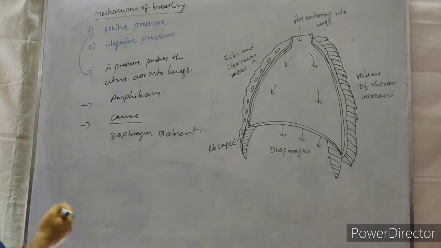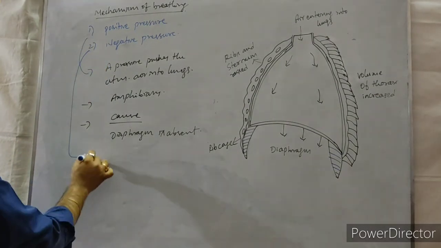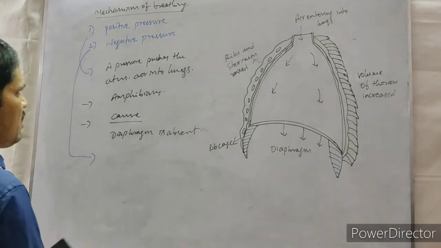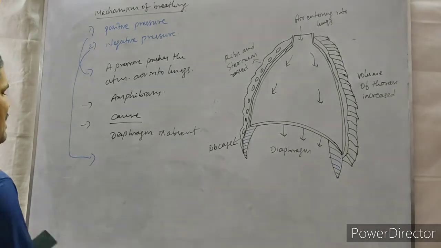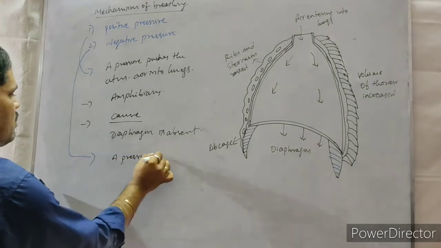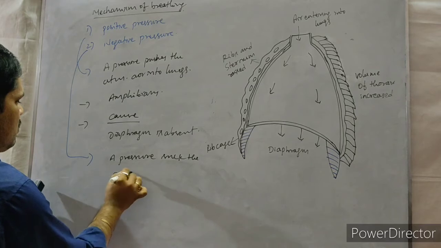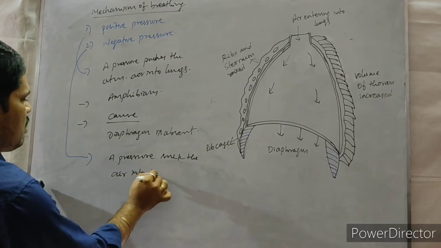The next one is the negative pressure. What is the importance of negative pressure? A pressure sucks the air into the lungs.